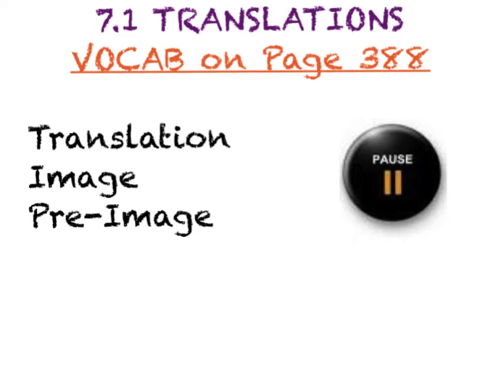Ladies and gentlemen, if you could open up your book to page 388, the three vocabulary terms that are in section 7.1, translation, image, and pre-image, are listed on that page. If you'll take a moment to press pause, jot down the definitions for those three vocabulary terms and/or diagrams for those terms. Press pause while you're doing that. Resume play once you have finished that task.